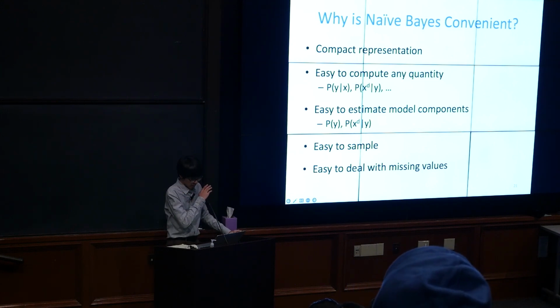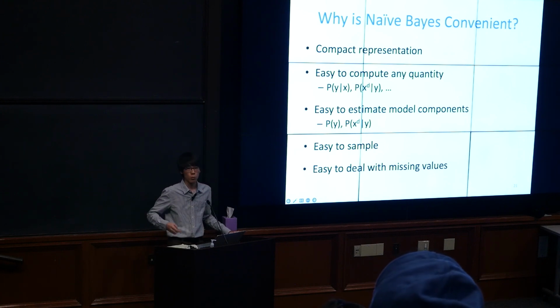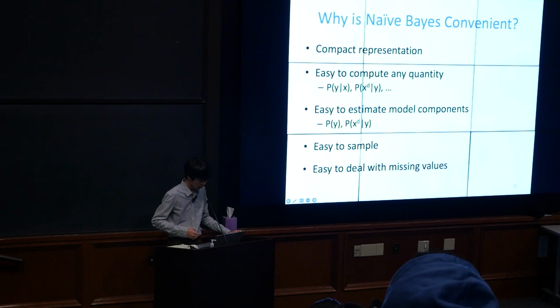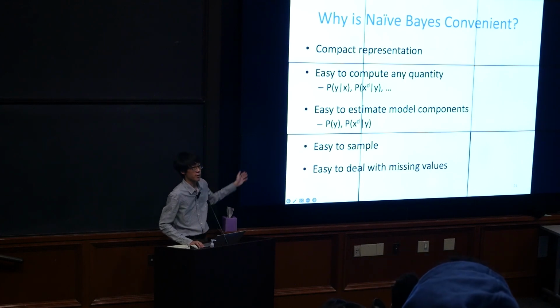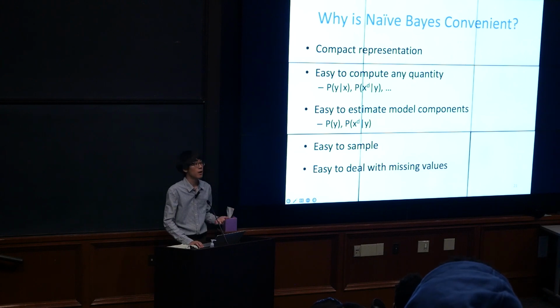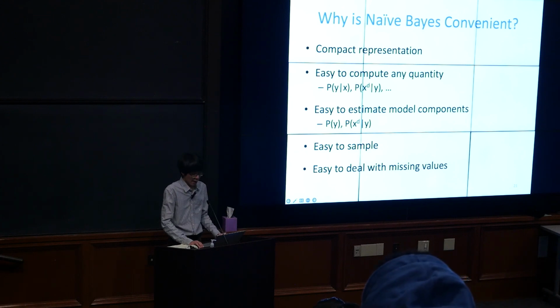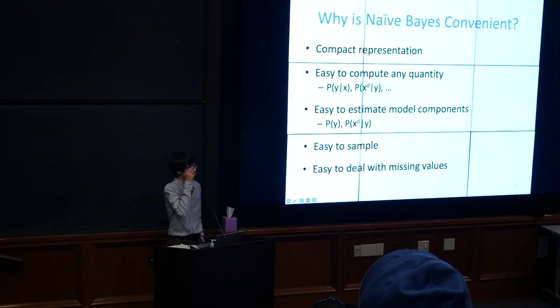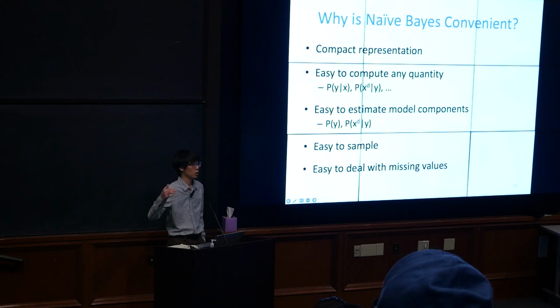And then using those parameters that we've stored, it's actually really easy to compute any quantity. We'll show how that happens in the next few slides through examples. The model components that we need to store, so p of y and p of x given y, are also very easy to estimate given some data set. We'll talk about how we learn those parameters, but it's very easy. And from there, it's easy to sample because it's easy to compute any quantity. And because this is a generative model, it's very easy to deal with missing values because we can just marginalize them out. So this framework really gives us a lot of options to play with.